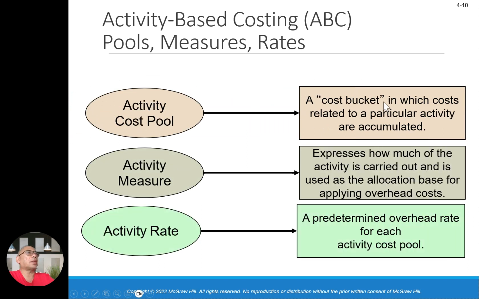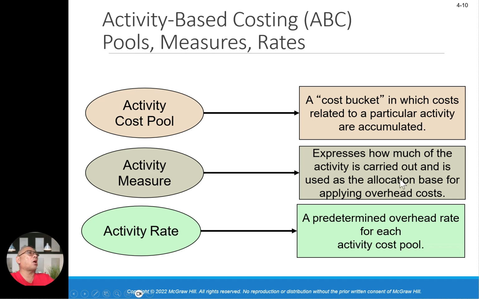A cost bucket. What is this? An activity cost pool is a cost bucket in which costs related to a particular activity are accumulated. An activity measure expresses how much of the activity is carried out and is used as the allocation base for applying the overhead cost. An activity rate is a predetermined overhead rate for each activity cost pool. For example, the assembly line of Toyota or Harley. They are associated with that. Okay, such as labor, machines, and so on.